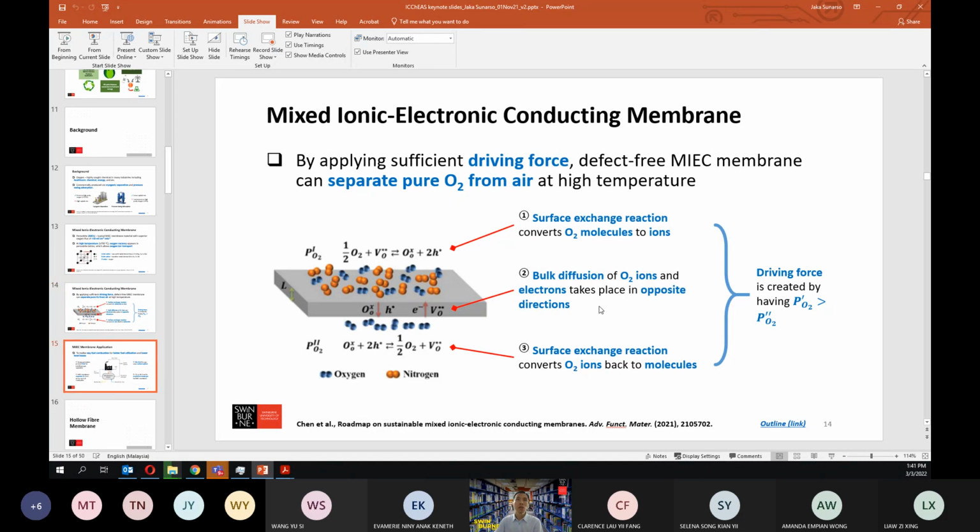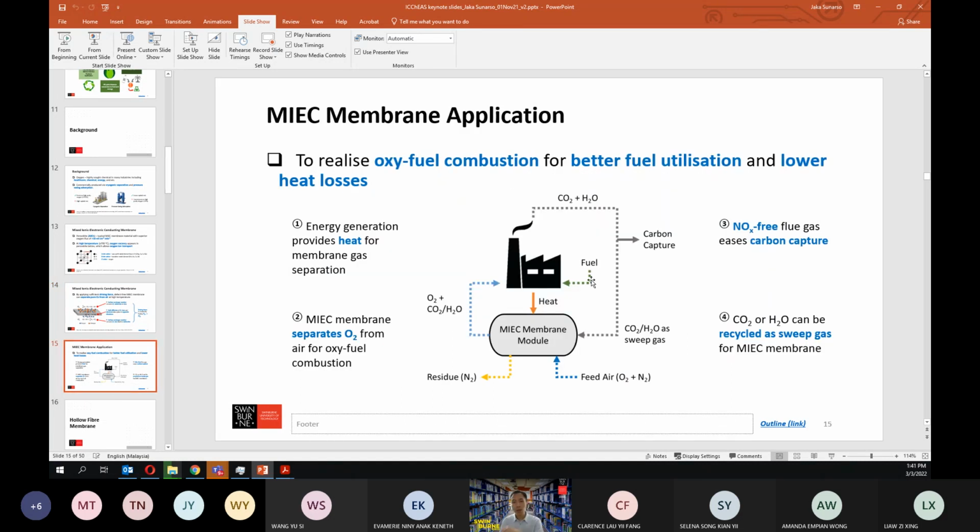Then you will ask me, sir, what are the applications of this membrane in real situations? Now you know that we have coal, right? What you use in your car is petrol, and sometimes when you cook, you use natural gas, whose main component is methane. But in the long run, you cannot keep on using petrol and natural gas. You will eventually have to move to hydrogen.